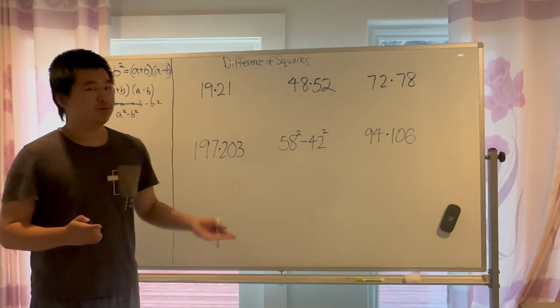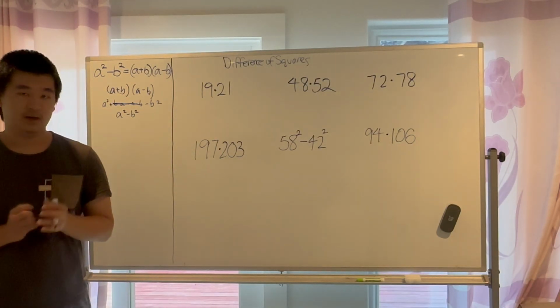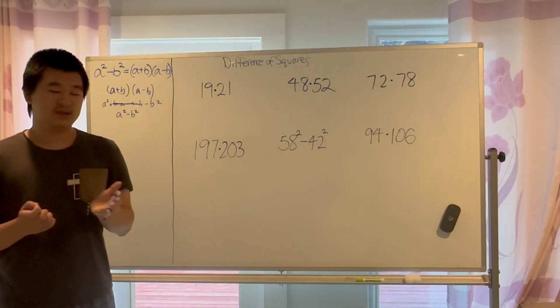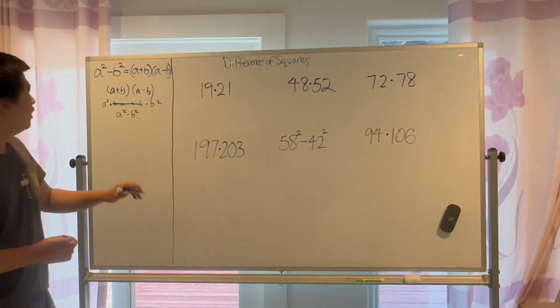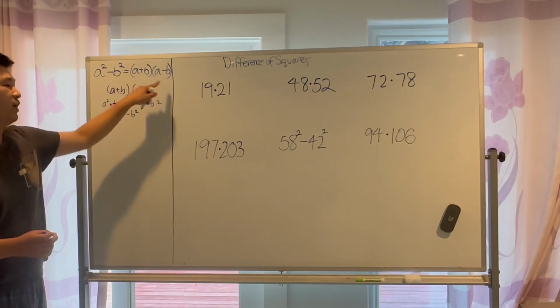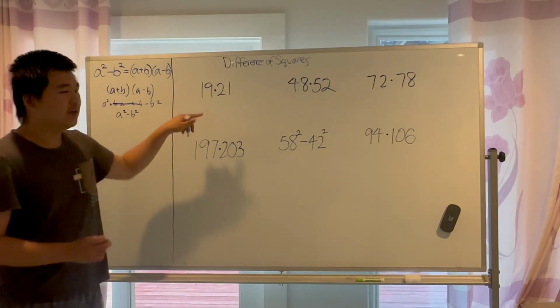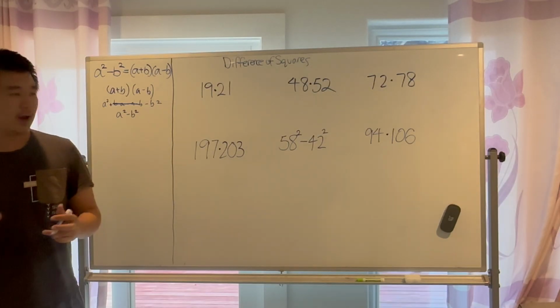So 19 times 21. These numbers aren't too big, so you could absolutely do this with FOIL, and it wouldn't be too bad, but there is a much better way, right? That way is the difference of squares. So how can we transform 19 times 21 to look like a plus b times a minus b? In other words, 19 is a minus b, and 21 is a plus b. So what are a and b?